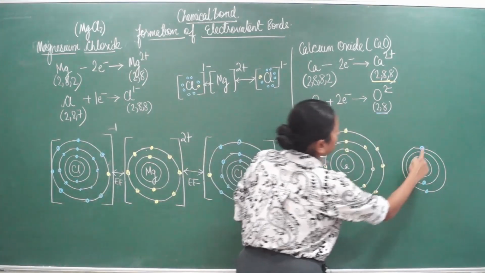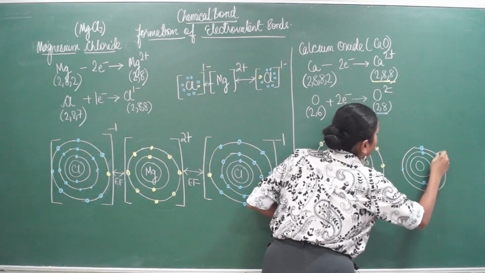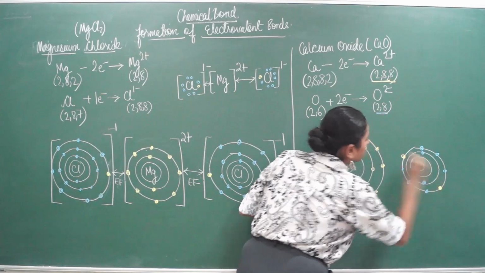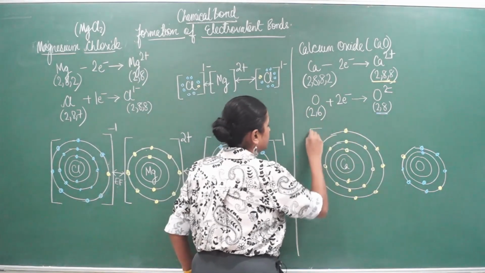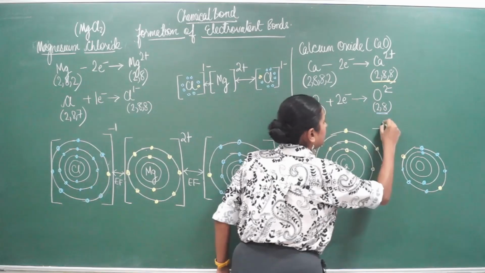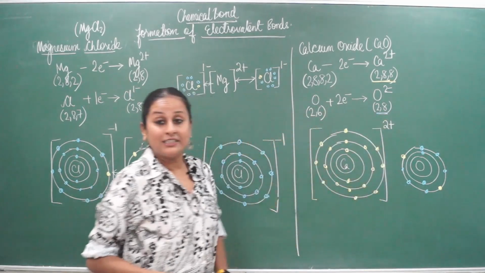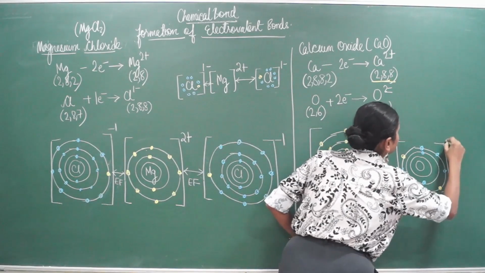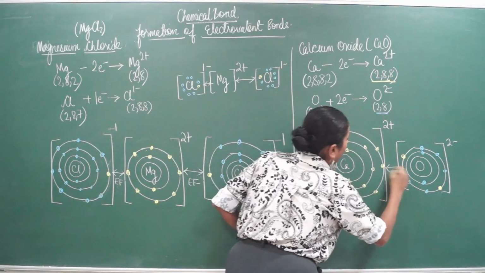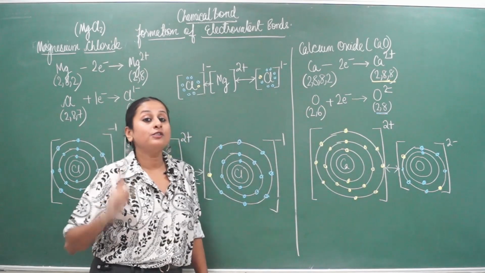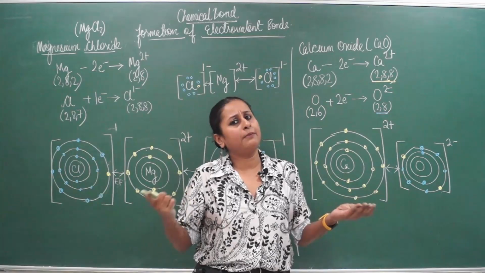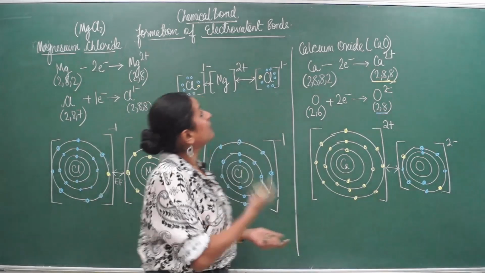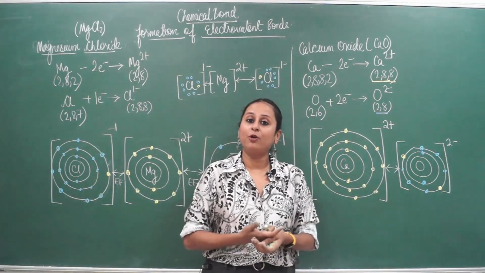So oxygen has 1, 2, 3, 4, 5, 6 of its own, and 2 were donated by calcium. Is that clear? So this calcium has become an ion with 2 plus charge, and this oxygen has also become an ion, an anion with 2 minus charge. So how will they be held together? By electrostatic forces of attraction, or we can say by Coulomb force. It's a physical force. Alright, so with this, all 3 examples of our electrovalent or ionic bonds are complete.